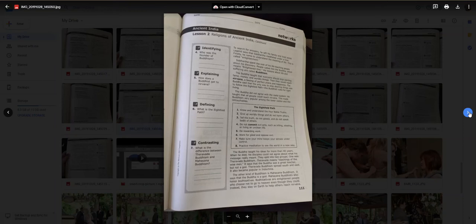Some of these Indian words really get me tongue-tied, y'all, for real. So, number seven, what's the difference? Well, one of them believes that Buddha is a god, and one of them believes that Buddha was a teacher. So, there you go.